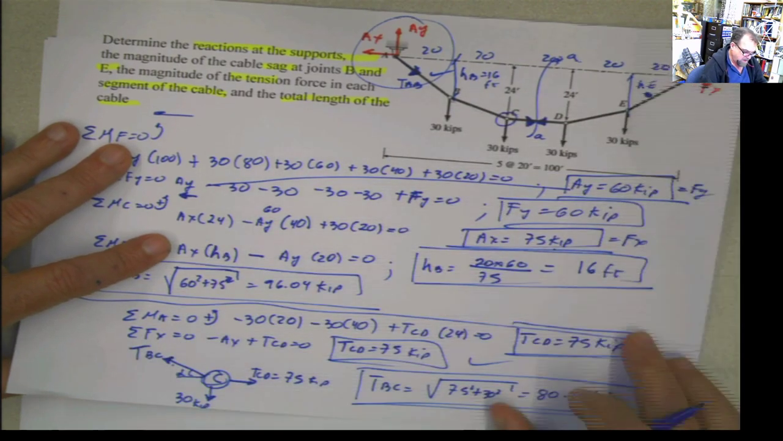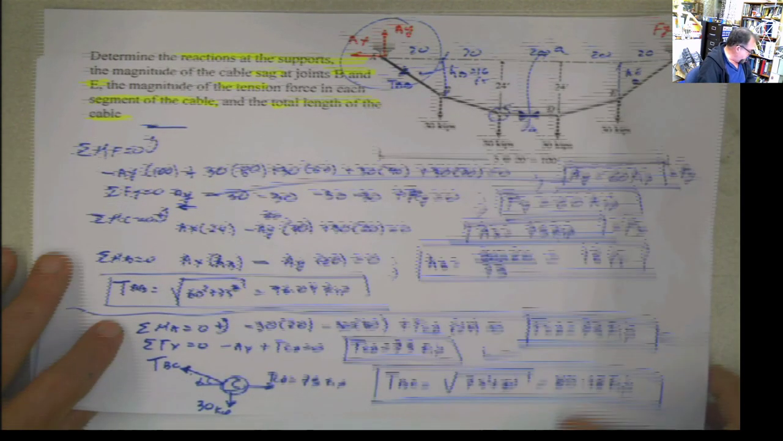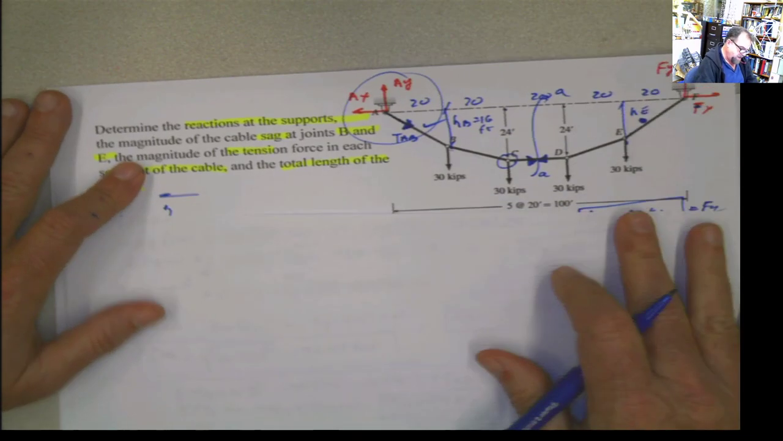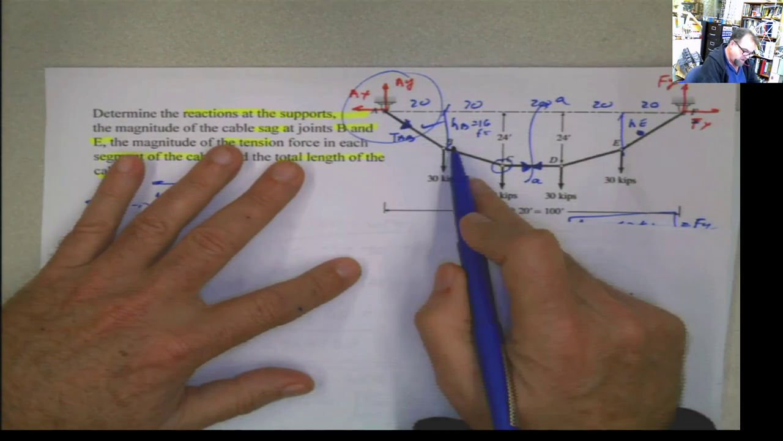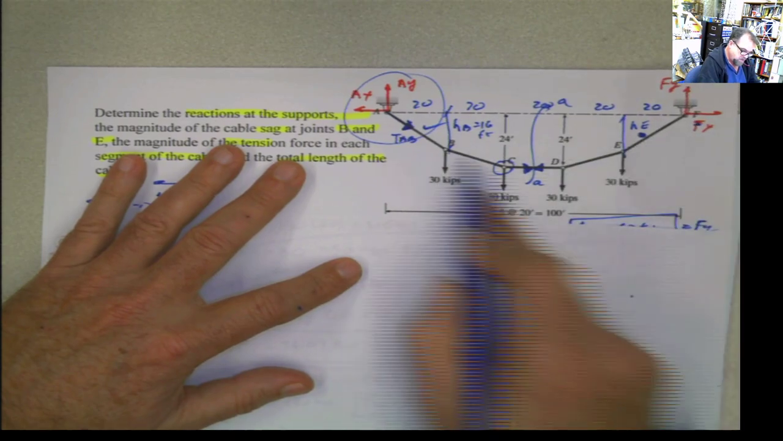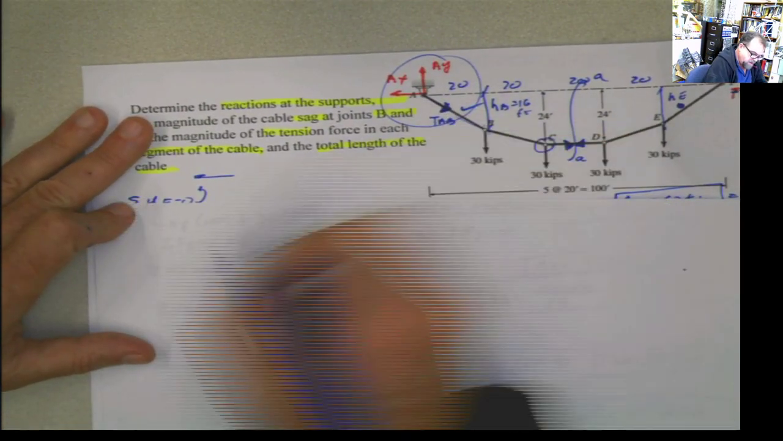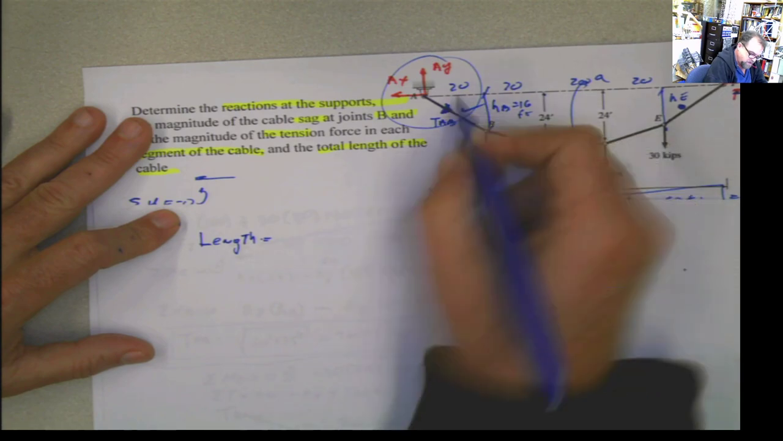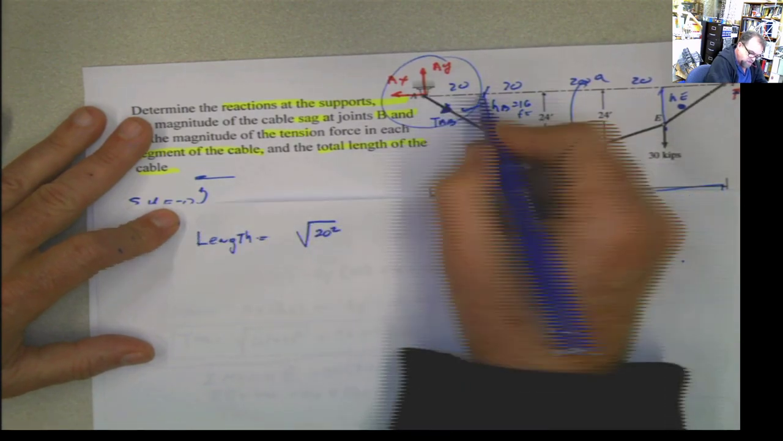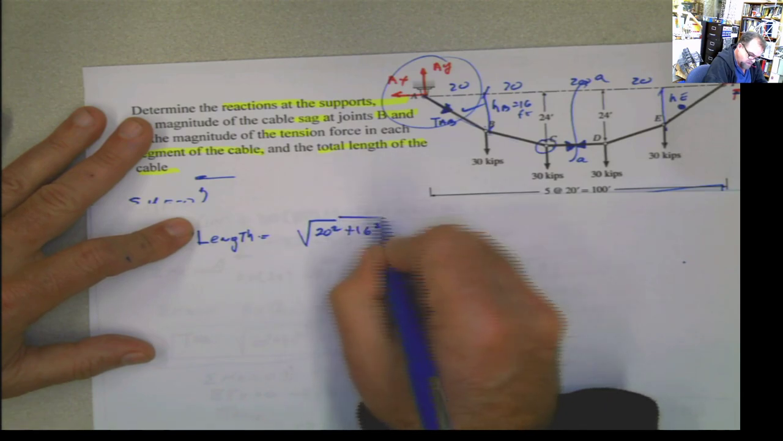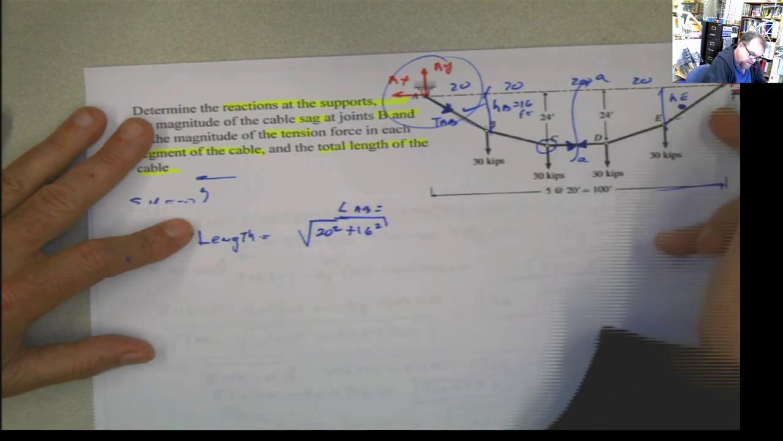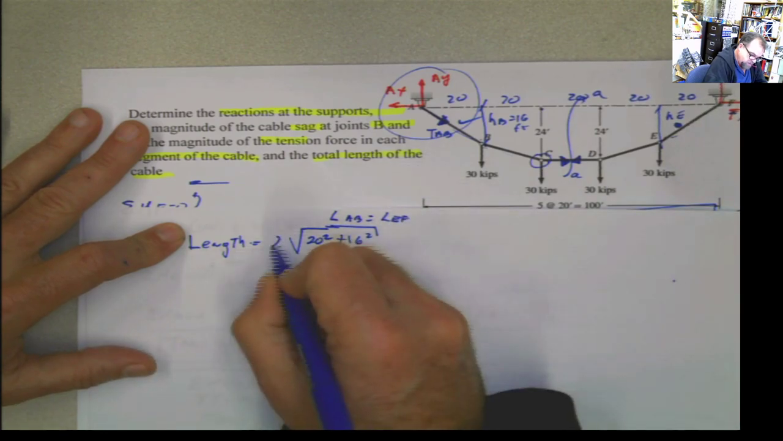Sag of the cable calculated. The only thing that we haven't done is the total length of the cable. The total length of the cable, I mean, it's not complicated. It's going to be this part, which is the same as this one, and this one, which is the same as this one, and this one here. So you can find first this part. What is the length of that part? The total length is going to be this hypotenuse. So it's going to be square root of 20 squared plus 16 squared. That's going to give you the length AB equals length EF. So it's going to be multiplied by 2.